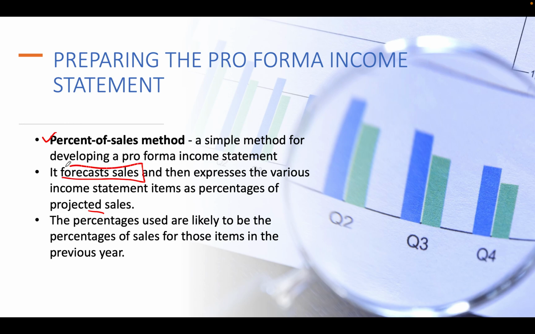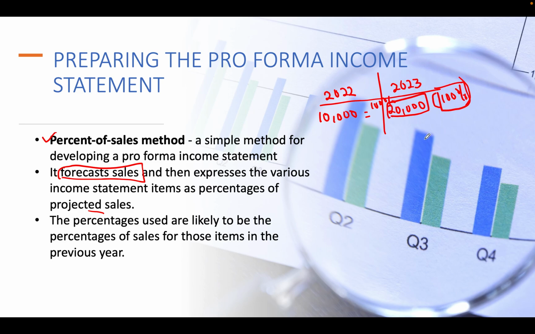Dia forecast lah. Contoh 2022, sales dia adalah 10,000. Tahun 2023, dia forecast sales dia 20,000. Jadi kat sini kita nampak bahawa ada kenaikan sebanyak 100%. So kenaikan 100%. Forecast sales ni boleh dalam bentuk ringgit ataupun boleh dalam bentuk percentage. Okay. The percentages used are likely to be the percentage of sales for those items in the previous year.